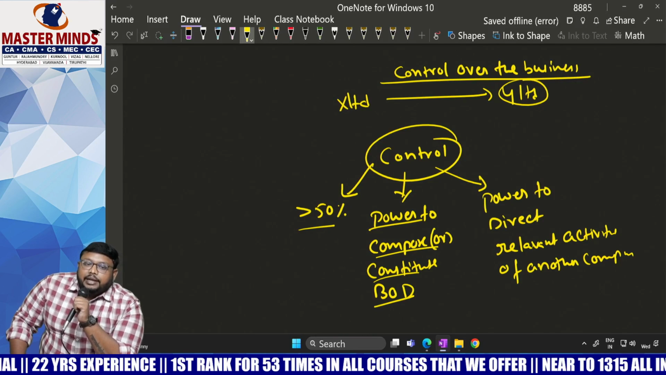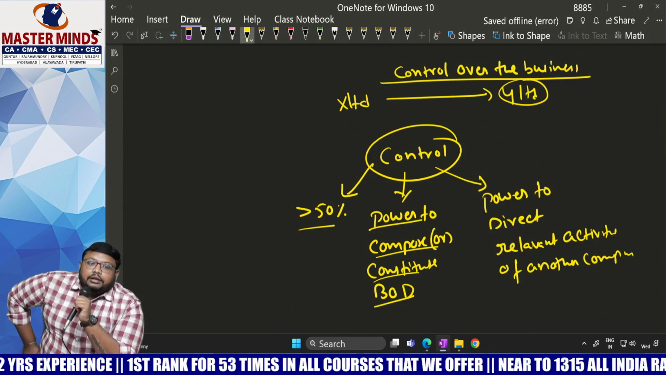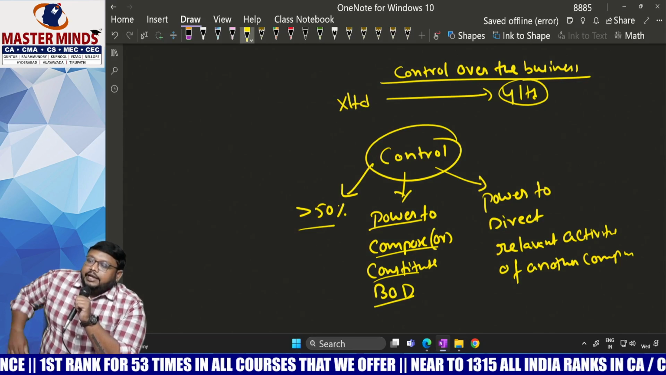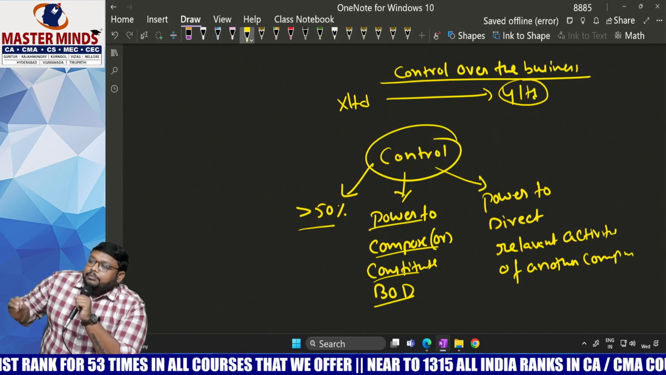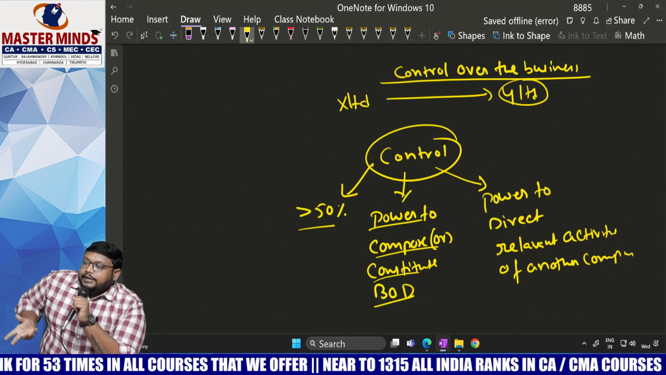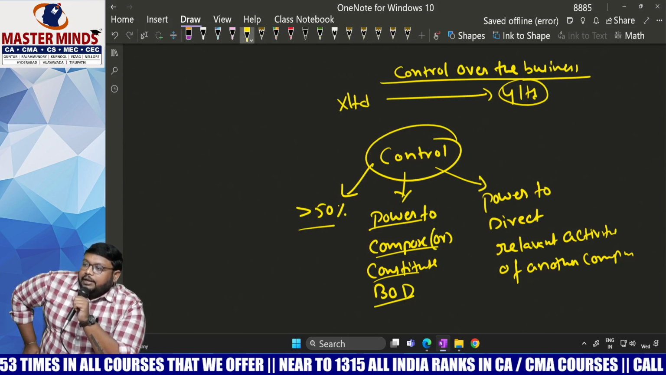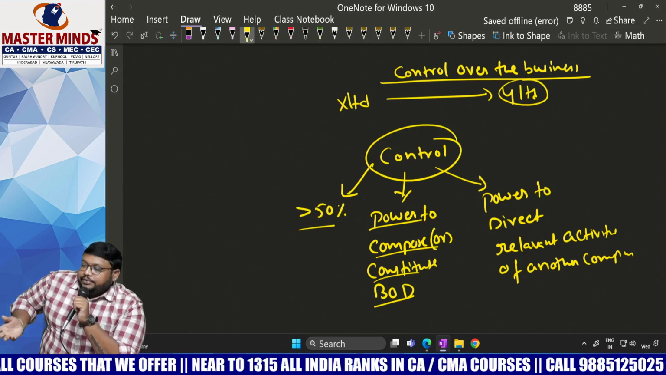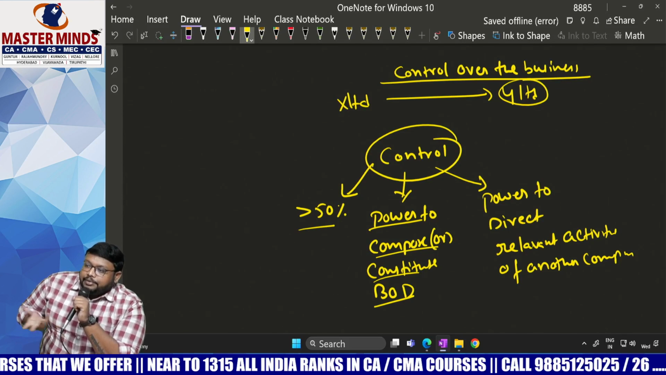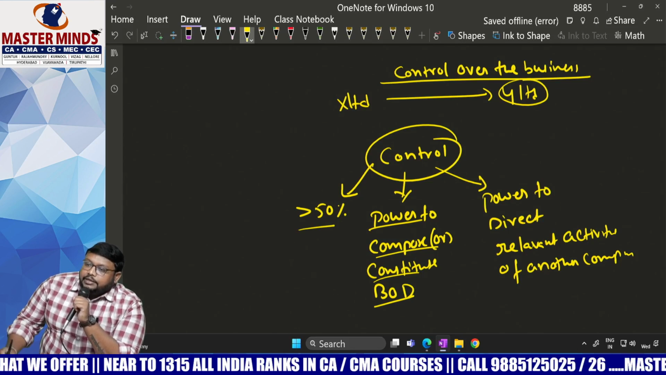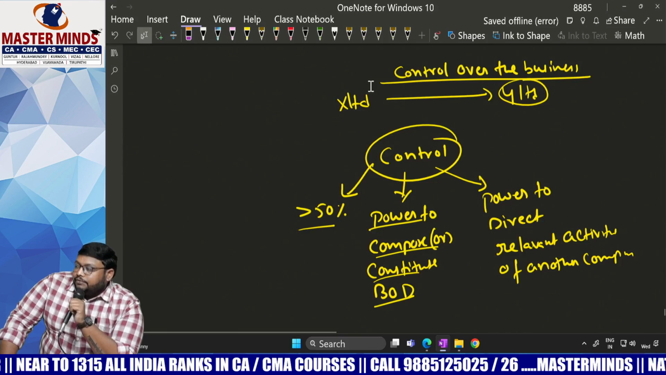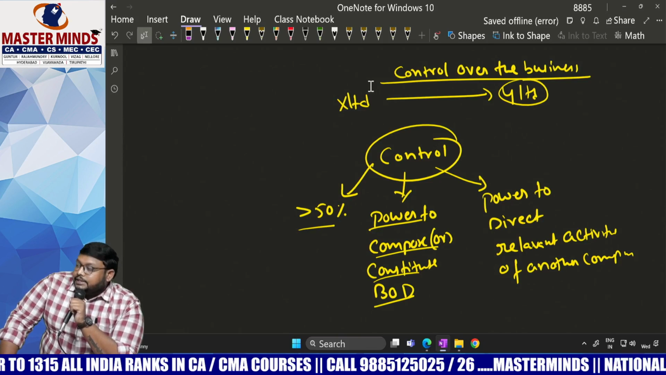So control will be attained in three ways. First one, if you have more than 50% of stakes, that is, more than 50% of the equity shares of another entity, then I can say I have control. Having control means any decision I want to take, the majority wins. With more than 50% of stakes, whatever I say will be done by that particular company. That means I have control over the business of another entity in decision making.